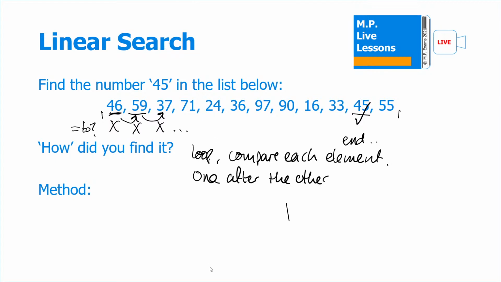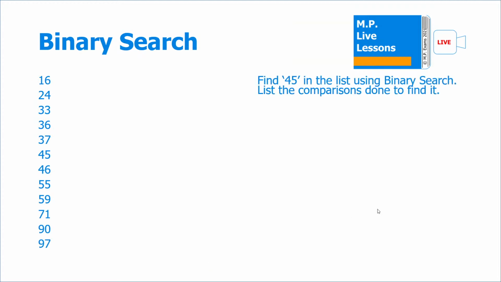Now the next method of searching for a number is binary search. Here we have a big list, and again, I want you to find 45 using binary search. And we just need to list the comparisons done to find it. So that's a common exam question, really. So to use binary search, we use the median, which is the middle number when the list is sorted.